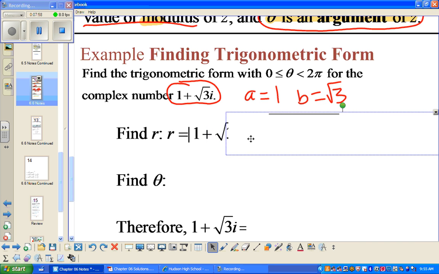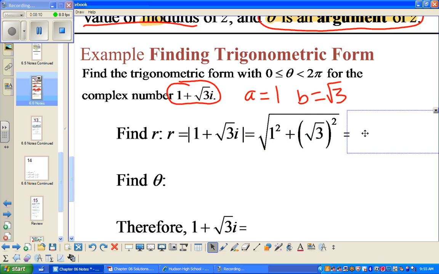Well, remember, r is going to equal the absolute value, or the modulus, of our complex number, 1 plus root 3i. How do we get that? By taking the square root of a squared plus b squared. So our r value is 2 in this case.